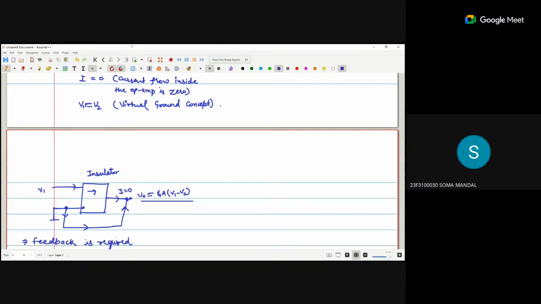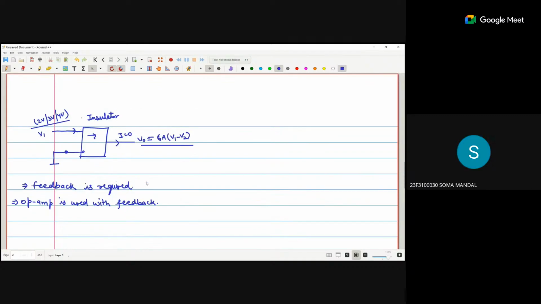Yes, sir. Okay. So from where will the current be flowing? There is one path required to flow the current. Otherwise, if I apply either 2 volts, 3 volts, 4 volts, any voltage, we are not getting any output. So that's why feedback is required.